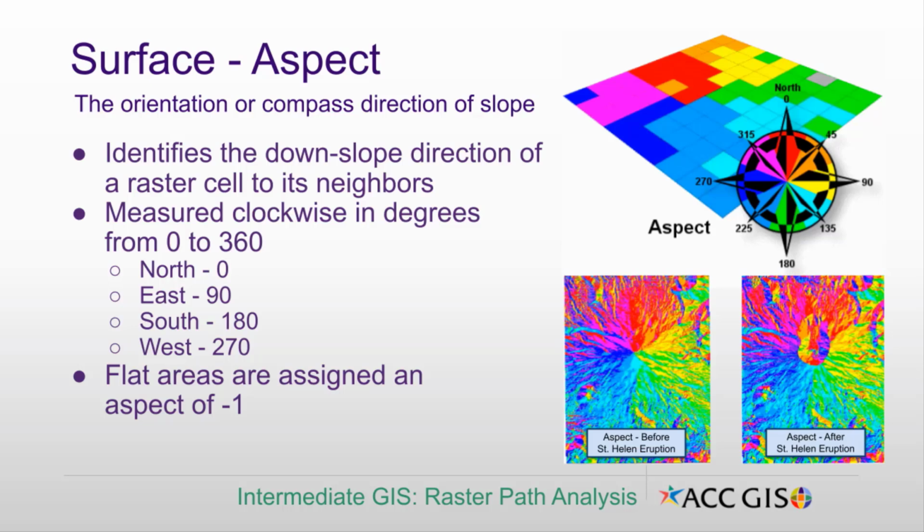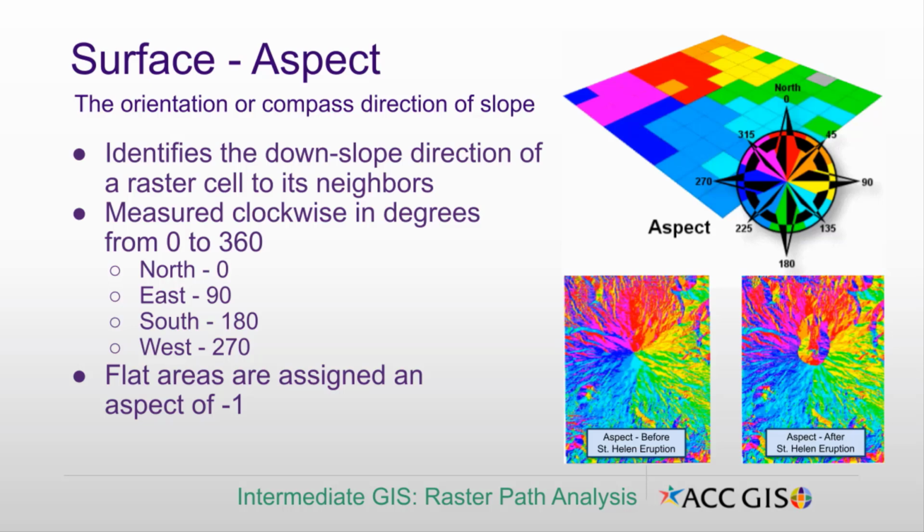And so if you look at the example in the upper right-hand corner, you can see north is 0 or red in this example. East is 90 or yellow. South is 180 or green. And west is 270 or blue. And flat areas are typically assigned an aspect of -1 and symbolized as gray.